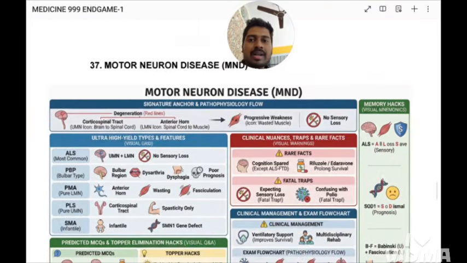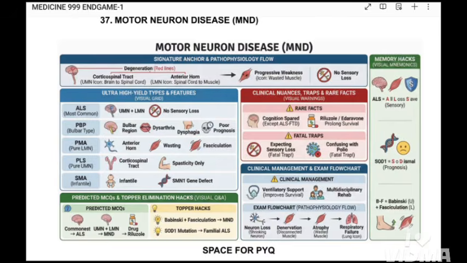Now we'll go to motor neuron diseases. Next, we'll be going towards motor neuron diseases, and we have a few motor neuron diseases which you should know, okay, from an exam point of view only. So first one is ALS, which we had extensively discussed. Then we have four more types, that is PBP, which is progressive bulbar palsy. PMA is progressive muscular atrophy. PLS is progressive lateral sclerosis, and SMA is spinal muscular atrophy.